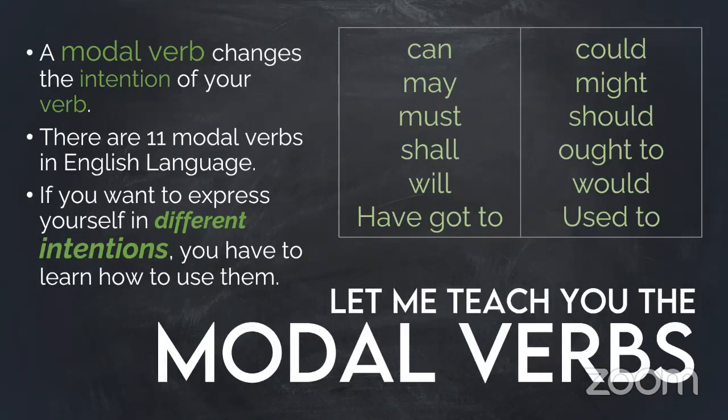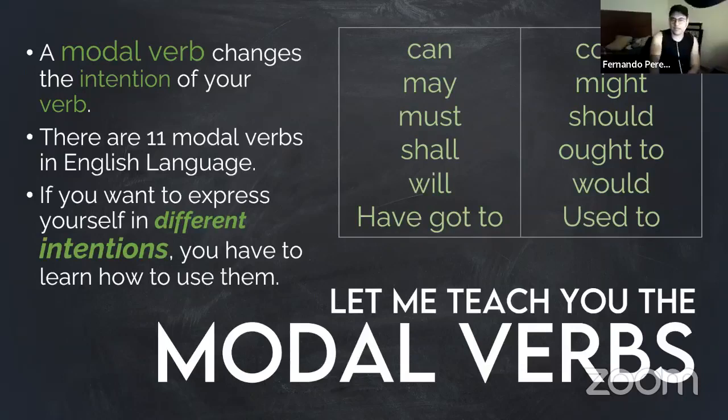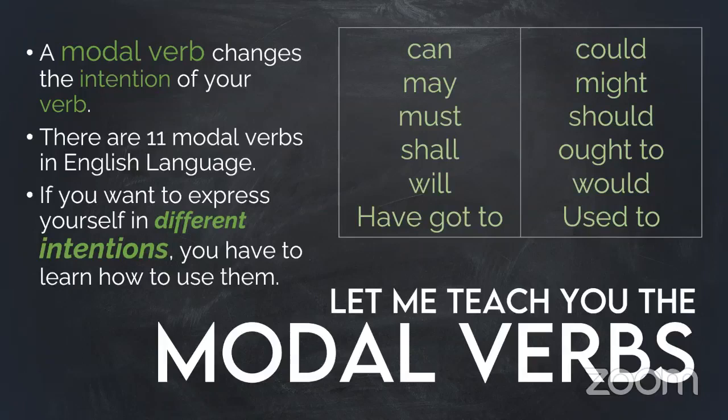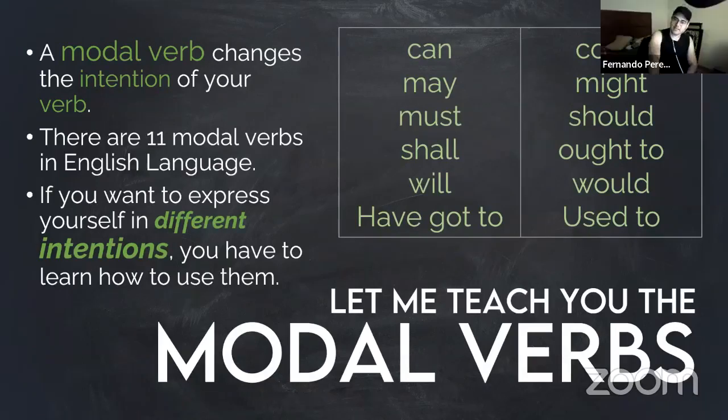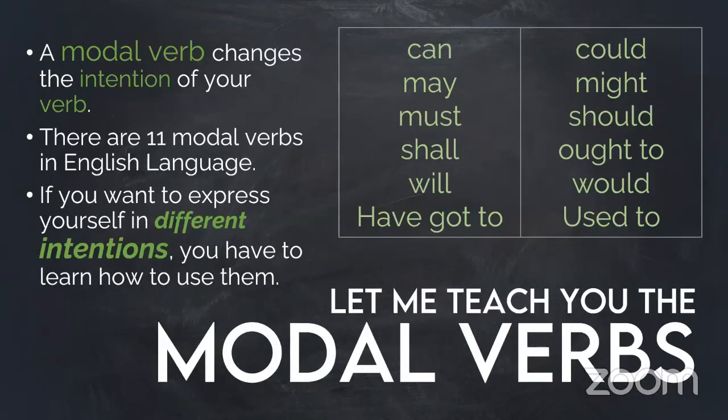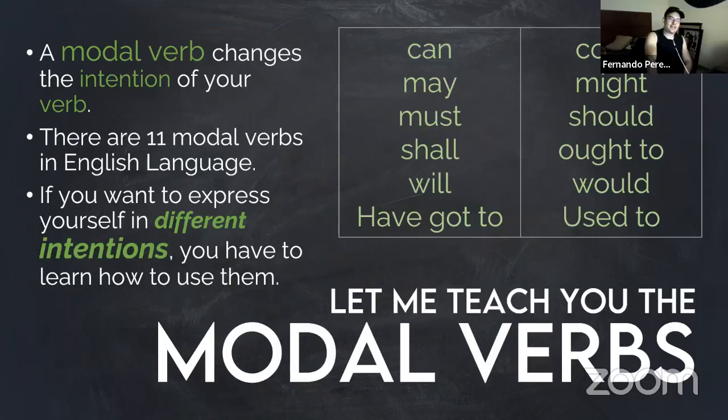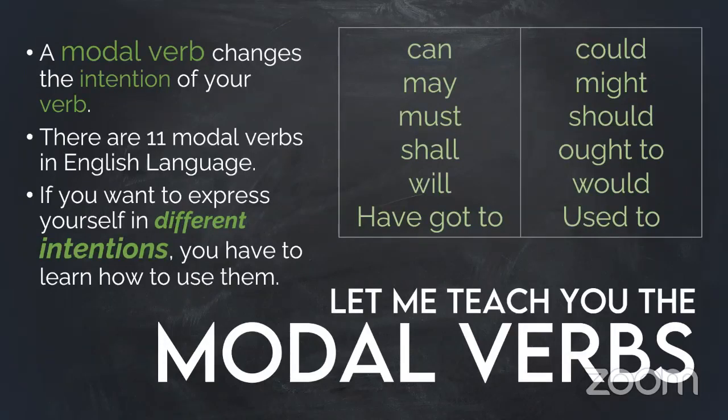A modal verb changes the intention of your verb. Again, what does a modal verb do? Change, I change, you change, and he, she, it changes. When the verb changes, the pronunciation is G or sh or s, you need an extra syllable. Changes. Excellent. Let's repeat. A modal verb changes the intention of your verb.